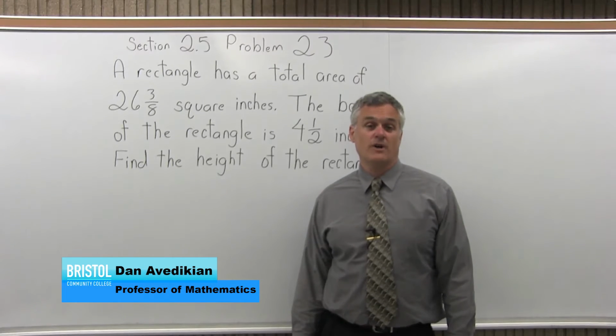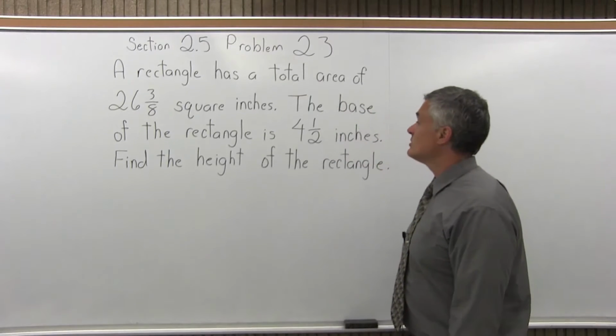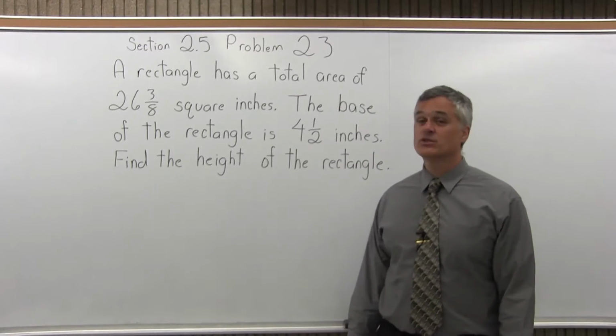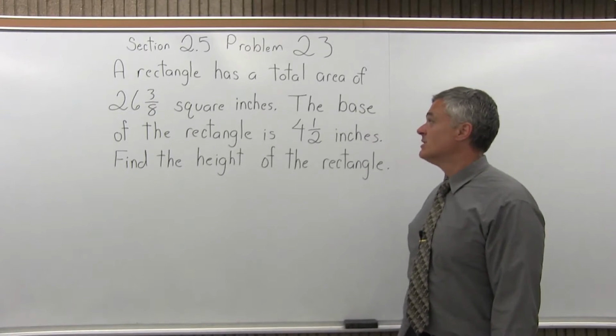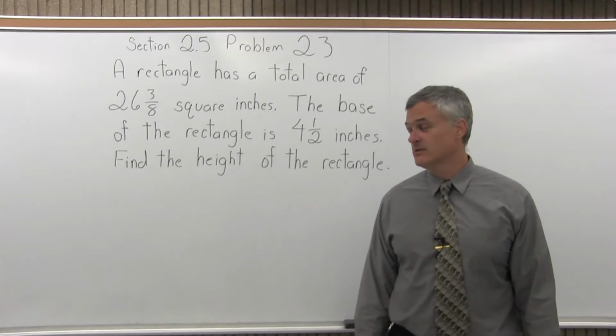This is Section 2.5, Problem 23. It says a rectangle has a total area of 26 3/8 square inches. The base of the rectangle is 4.5 inches. Find the height of the rectangle.